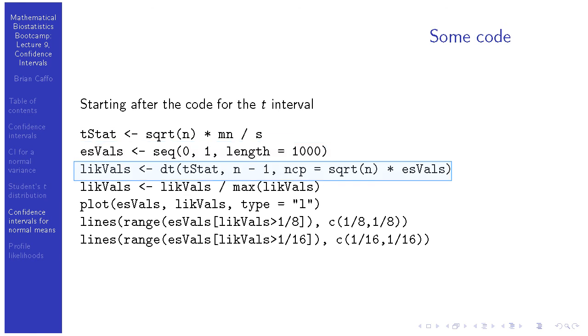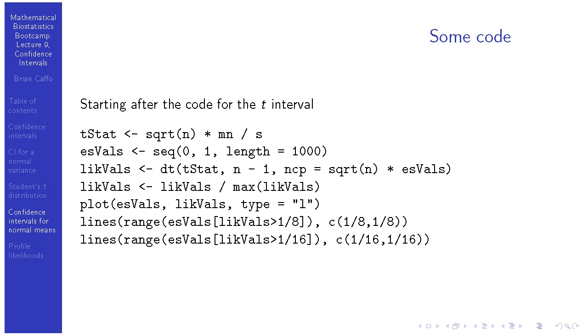Our likelihood values are then the t density. In this case, R's dt function, the t density function, has an argument ncp, which stands for non-centrality parameter. So here we have our t density. We plug in our t statistic. Our degrees of freedom are n minus 1. And then we loop over all of our non-centrality effect sizes. And that creates a collection of likelihood values.